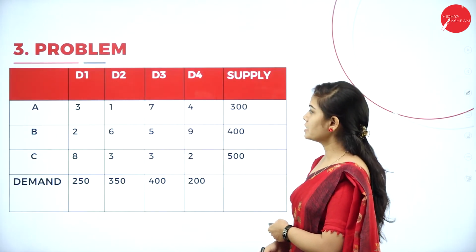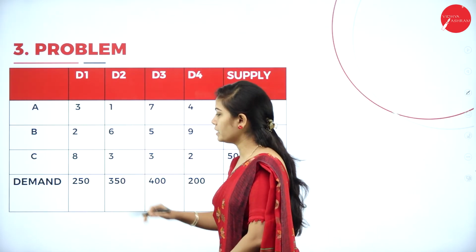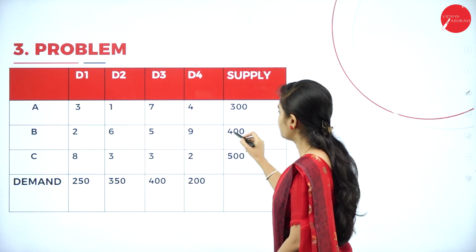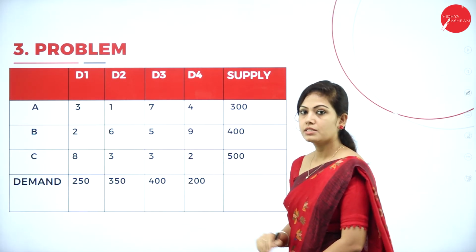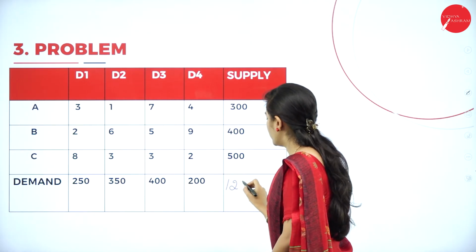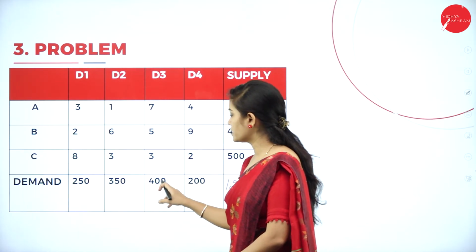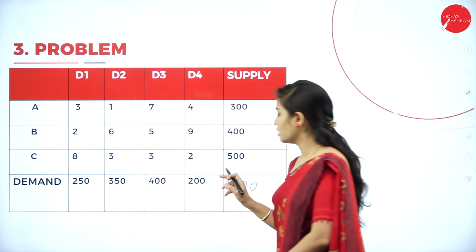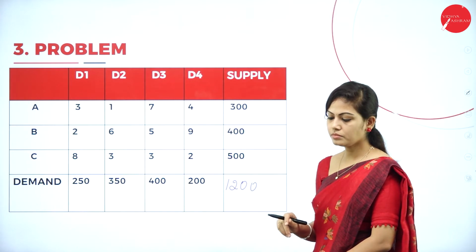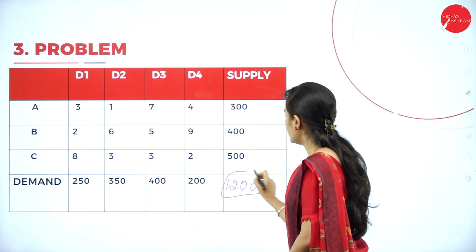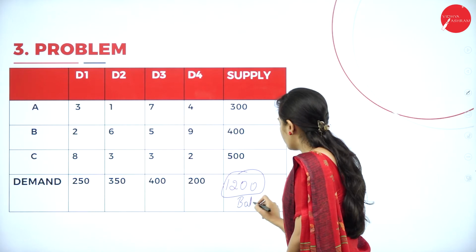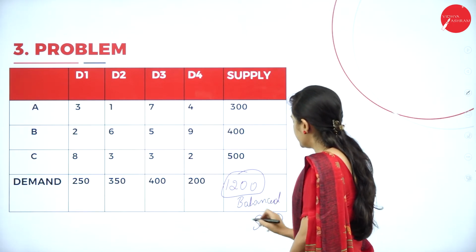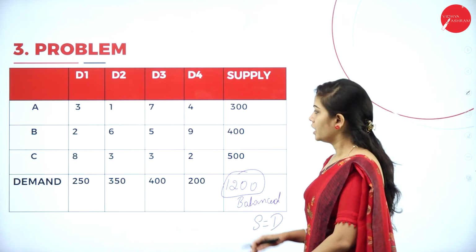And the last problem is, we have supply and demand here. First, calculate whether all the values are equal or not. 300, 400 and 500. 700 plus 500 is 1200. And 200, 400, 600 and 350, 250 is 1200. So, it is a balanced problem. Both the values are equal. Both supply is equal to demand. So, it is balanced.